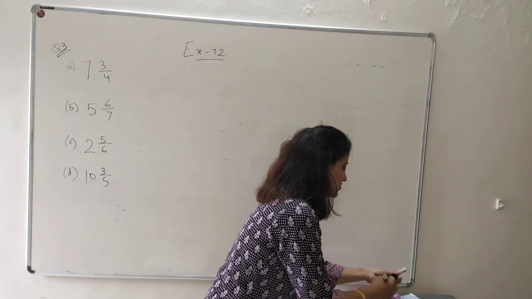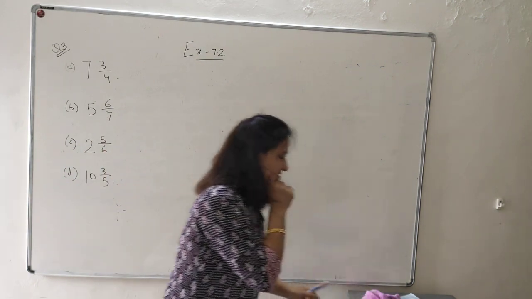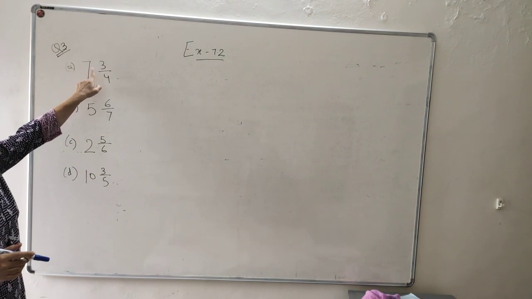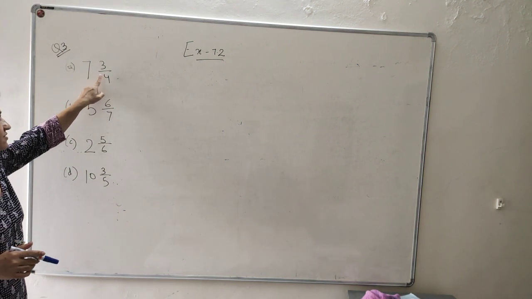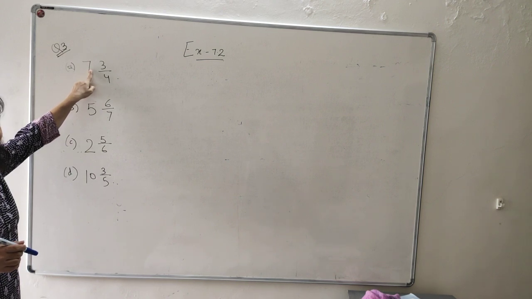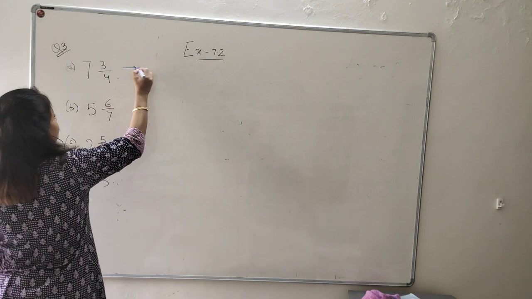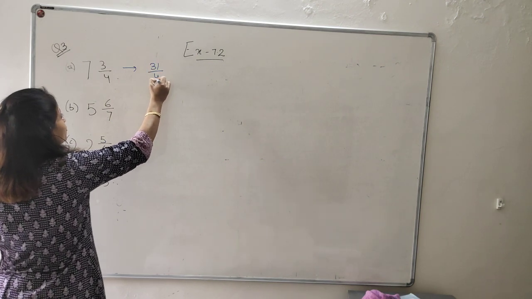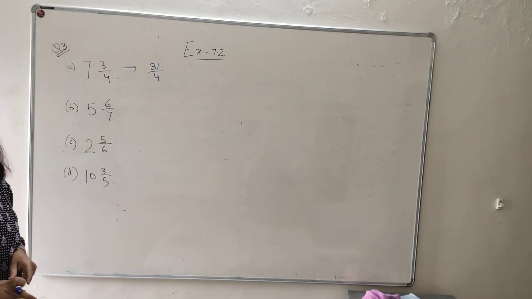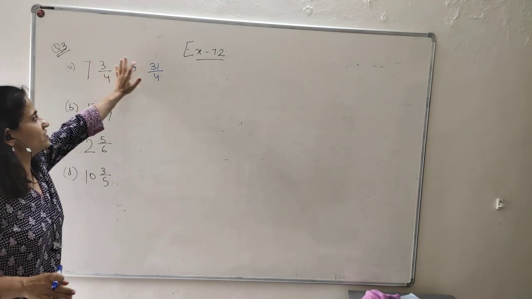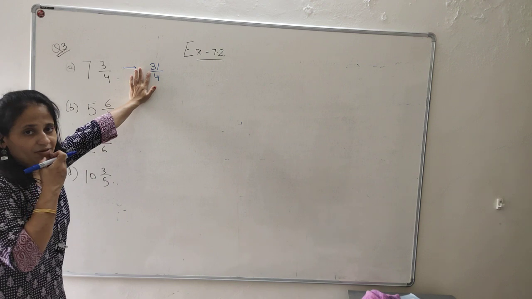This is the most simple question of this exercise, of this chapter rather. Multiply the whole number and the denominator. 4 sevens are 28. 28 plus 3, we will directly write 31 upon 4. Do not forget to write the denominator. We have to write the denominator. This was a mixed fraction, we have converted into an improper fraction.